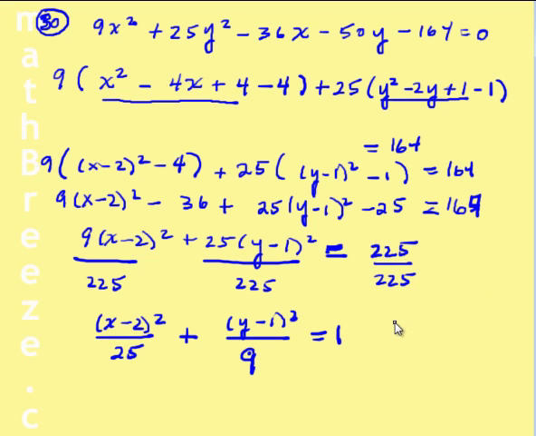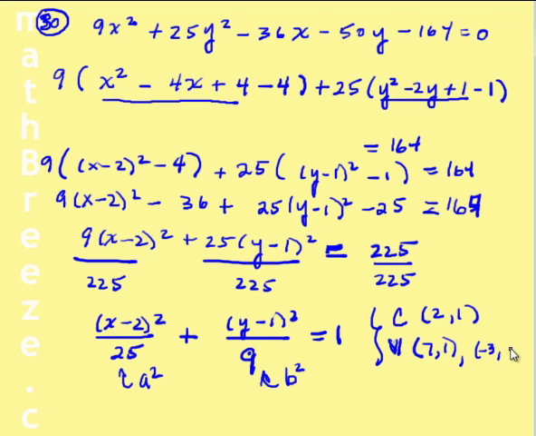And so from this we can see the center, (2, 1). We can see this is a squared and this is b squared. So the vertices are 5 to the right, 5 to the left. This is the bigger number under x, so it's horizontal. Vertices 5 to the right, 5 to the left. So let's say the vertices, I'll use a v for vertices. Take the center, add 5, so we have (7, 1). Take the center, subtract 5, (minus 3, 1).